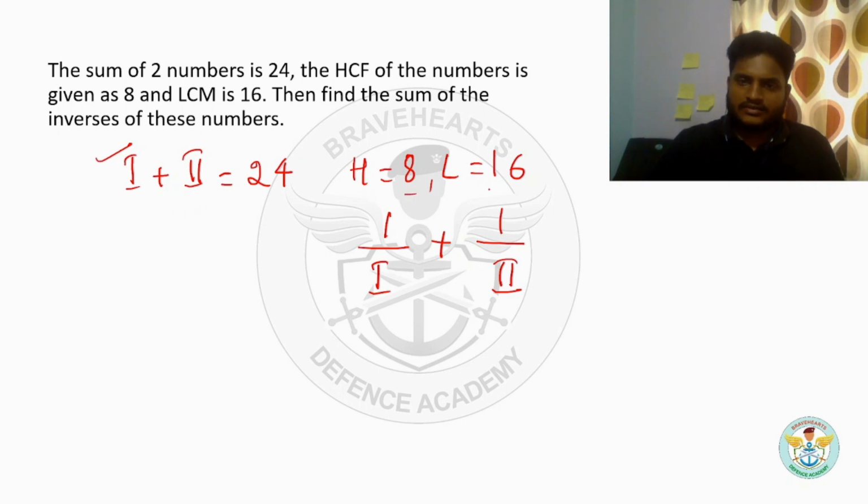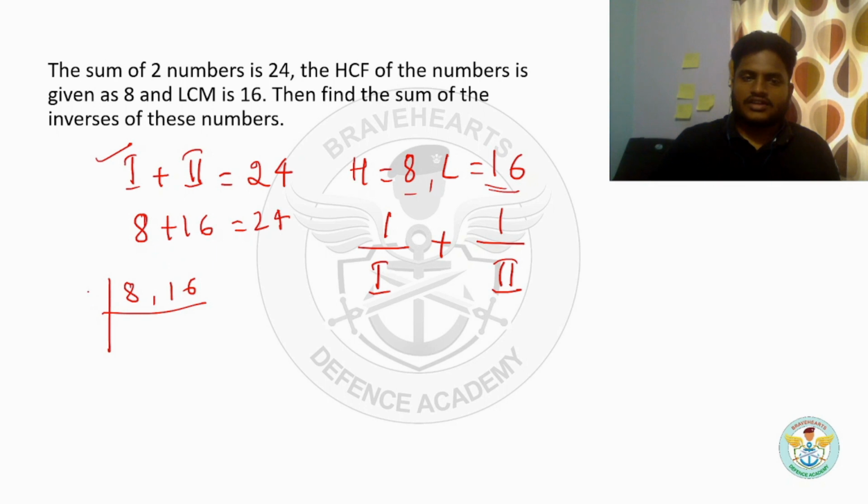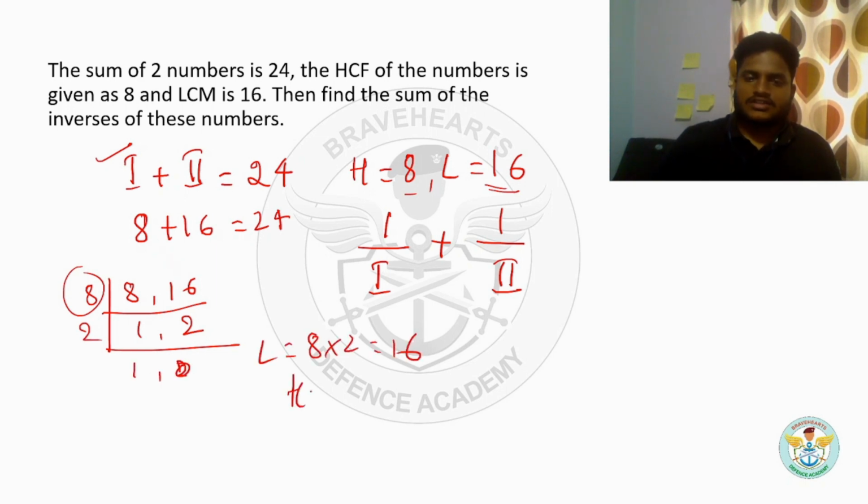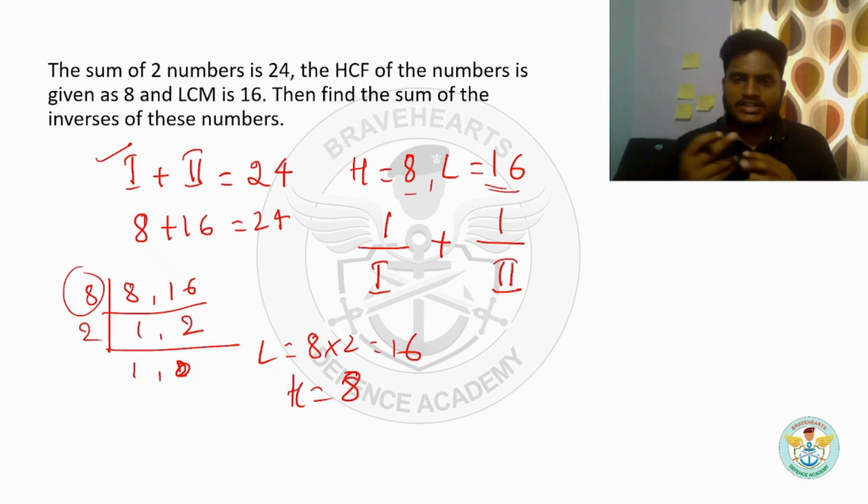Let's assume 8 and 16 as your numbers. The sum of 8 and 16 is 24. That holds true. If 8 and 16 are the numbers, then your HCF is 8, 8 ones are 8, 8 twos are 16. Your HCF is 8 and your LCM is 8 into 2, that is 16. So understand this. If we look closely at the numbers, your numbers are itself 8 and 16.